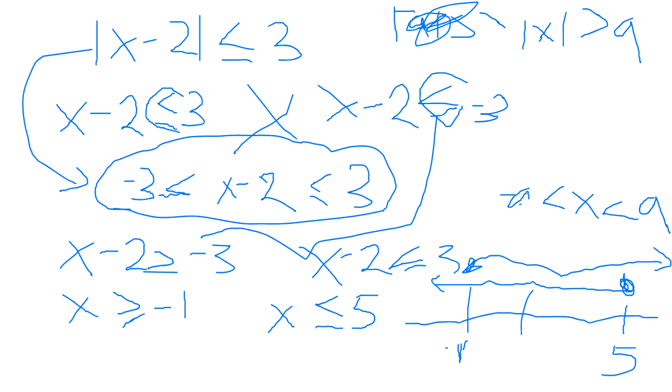Then you find the intersection of the two. Can you see that? It intersects here. Have you seen that? So your answer will be X greater than or equal to minus 1 and less than or equal to 5. Or if you write it in interval form, it will be minus 1 to 5.